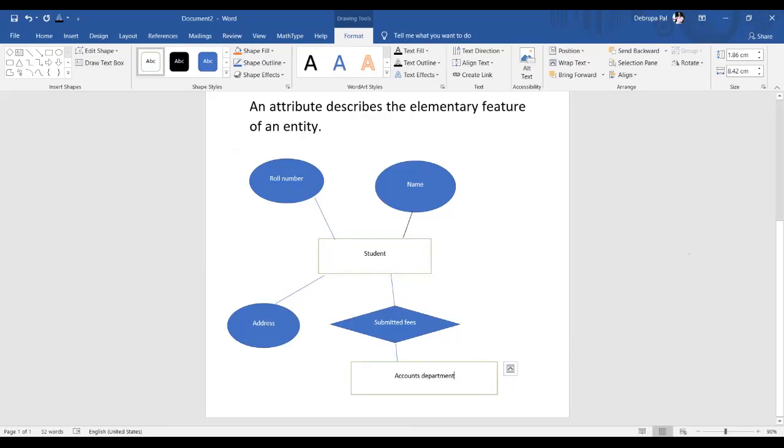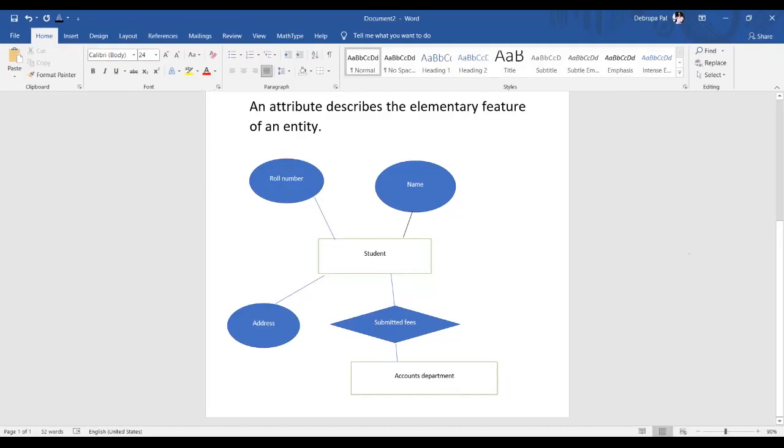Like student and accounts department, both are entities, and there is a relationship that exists between student and accounts department. What is the relationship? The relationship is submitted fees. This is considered the relationship. Student is having certain attributes. Similarly, the accounts department will also have certain attributes. So in simple, this is considered an ER diagram. Is it clear? Yes, ma'am, clear.